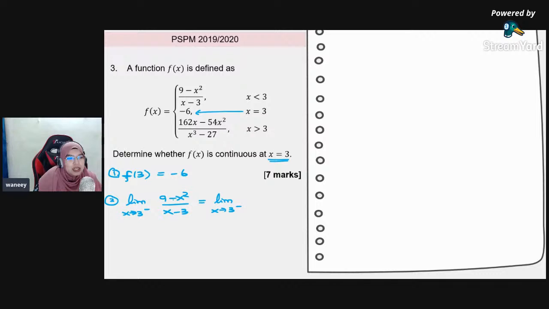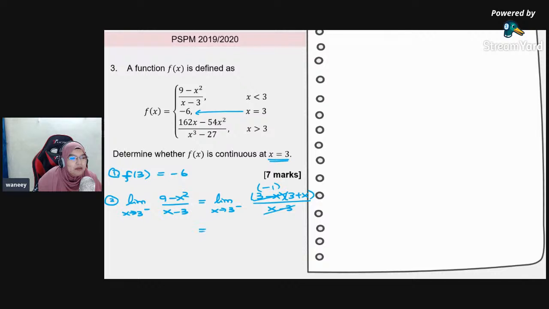So, kita factorize 9 tolak x kuasa 2. Kita akan dapat 3 tolak x, 3 tambah x bahagikan dengan x tolak 3. Okay, kemudian kita tengok benda apa yang kita boleh simplify. So dekat sini 3 tolak X dengan X tolak 3 ni dia sebenarnya hampir sama. Bezanya satu tu kena darab dengan negatif 1. So saya akan cancel out these two to get negative 1.